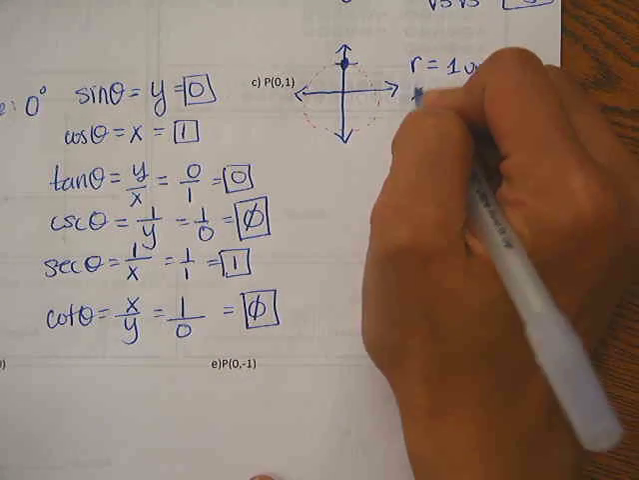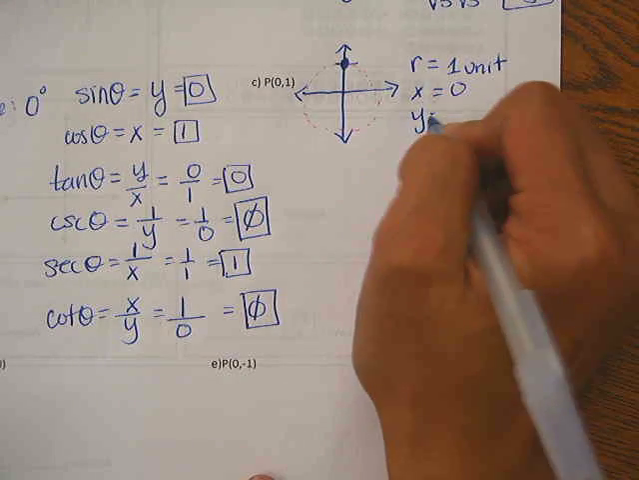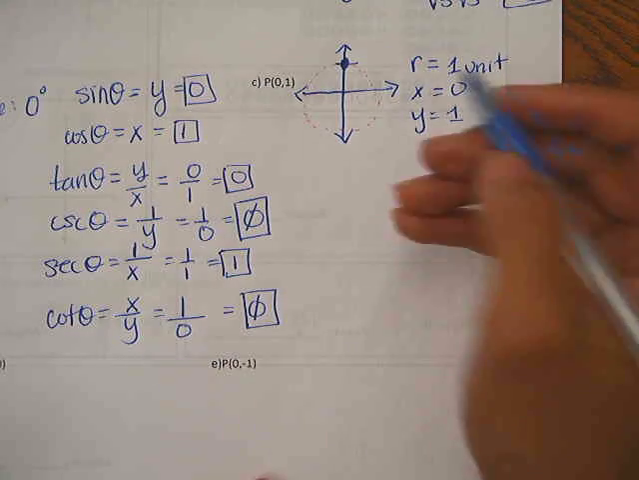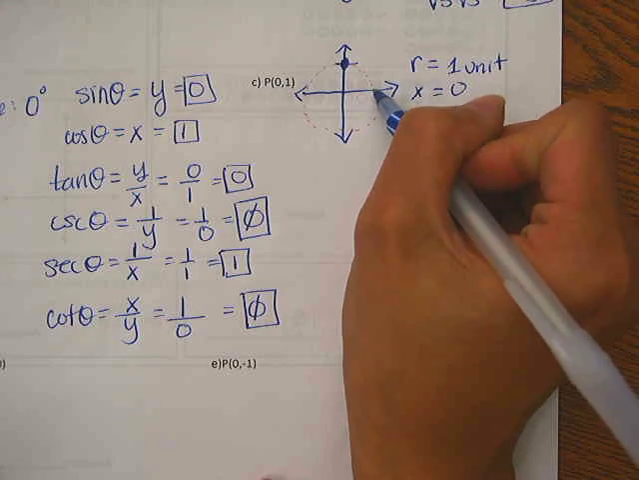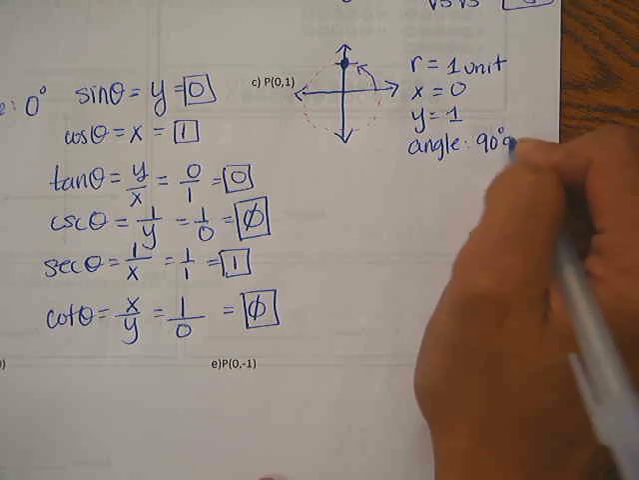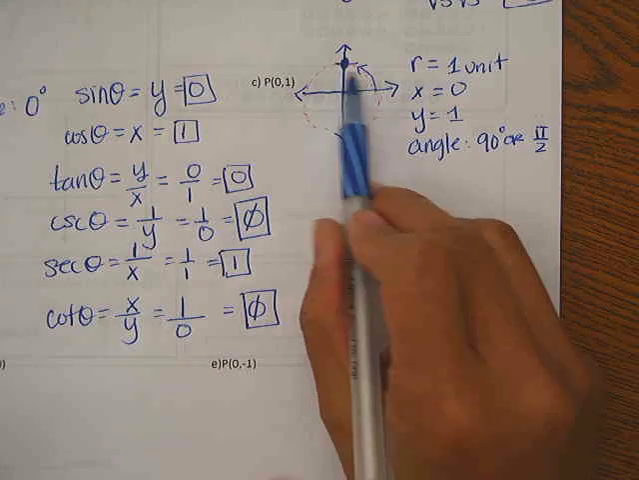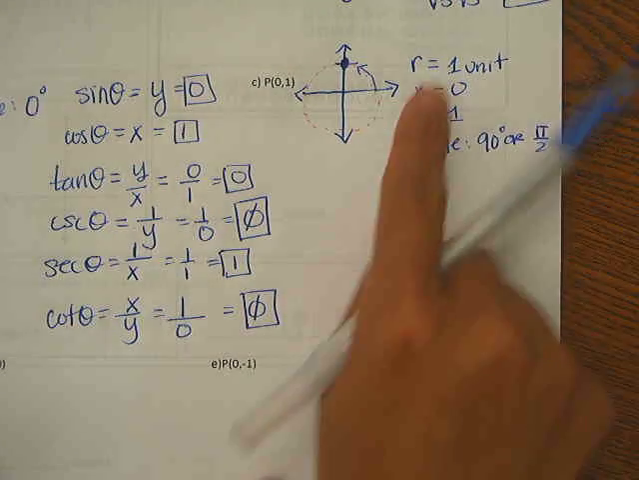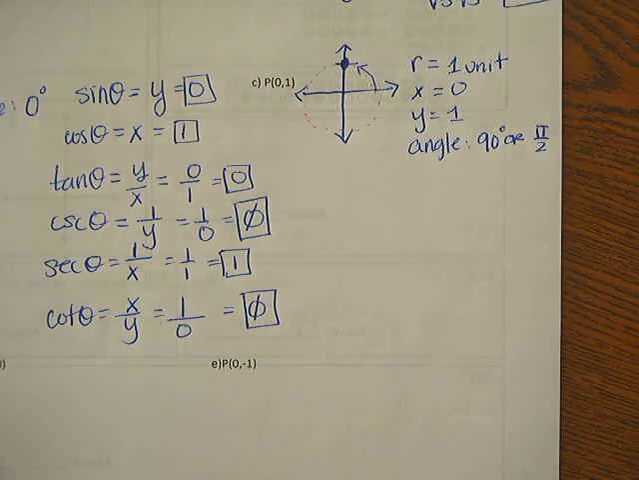In addition, we know the x coordinate is 0. The y coordinate is going to be 1. This is a quadrant angle. This angle goes from here to here, and it's actually 90 degrees, or pi over 2 radians. So we can say in degrees, it's 90 degrees, or in radians, pi over 2. So this is the information we gather from just one dot.